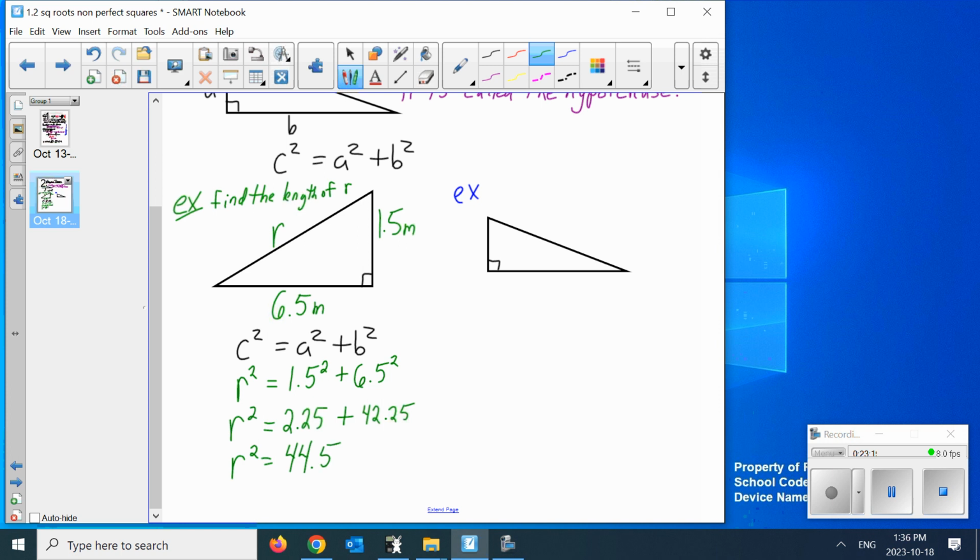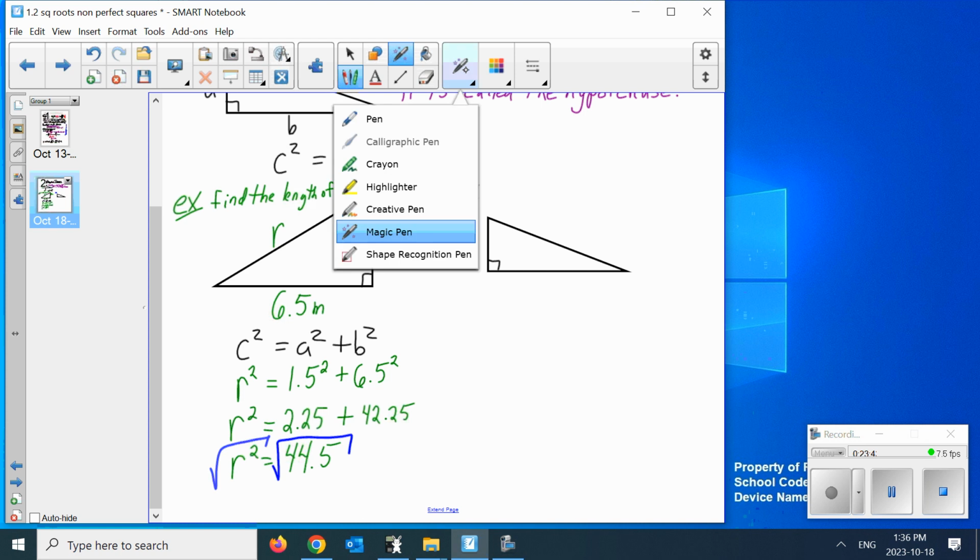This doesn't solve us for the hypothesis, though. This is R squared. We've got to think about what we learned last week. What's the opposite of squaring on your calculator or in math? Square root button. Yeah. So if I do the square root of the R squared, it's just going to be plain old R. That means I have to do the square root of 44.5. So that's my next step.